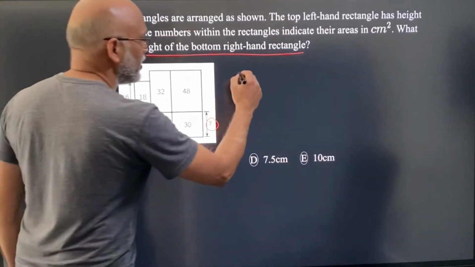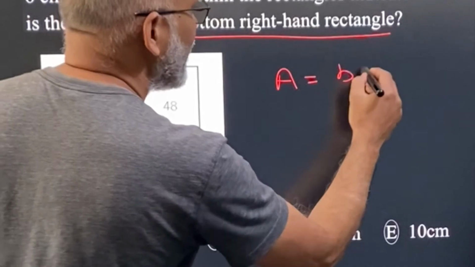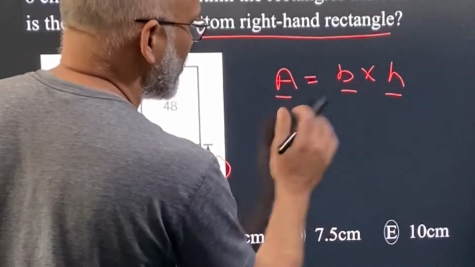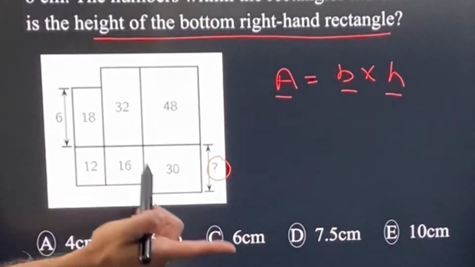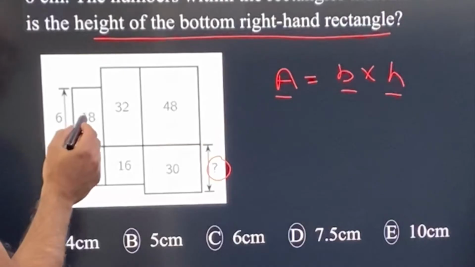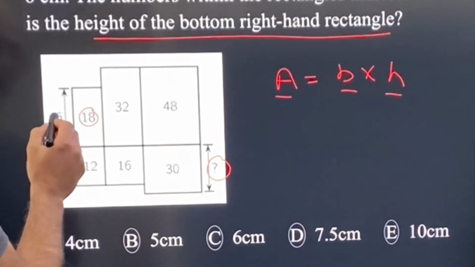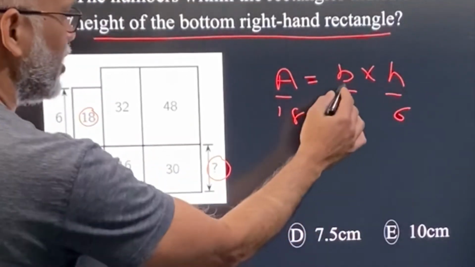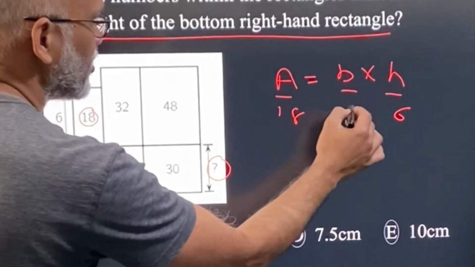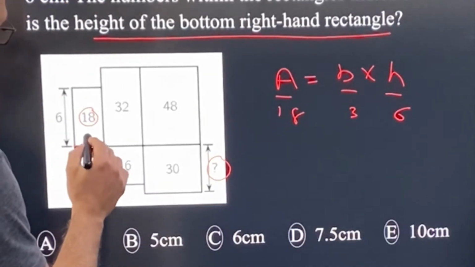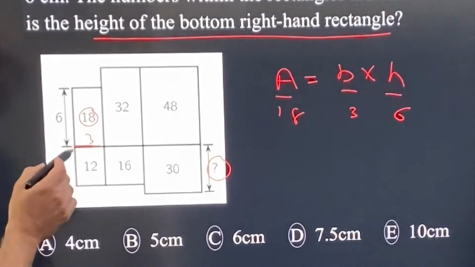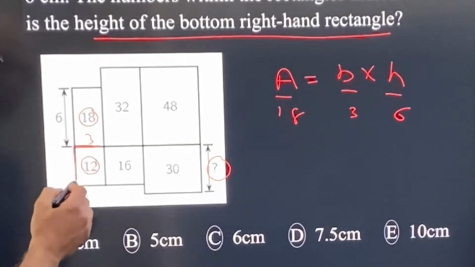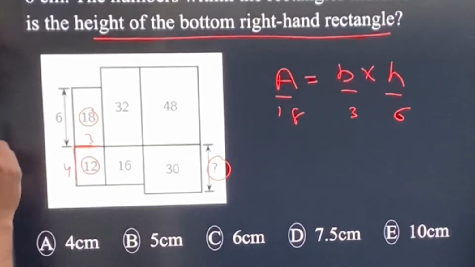For a rectangle, area is base times height. So if I know any two of these three quantities, area, base, and height, I can always compute the other one. For example, here area is 18 and the height is 6. Then the base has to be 18 by 6, so the base has to be 3. Similarly, this base is common with this rectangle. So if the area is 12, the height has to be 4 because 4 times 3 is 12.